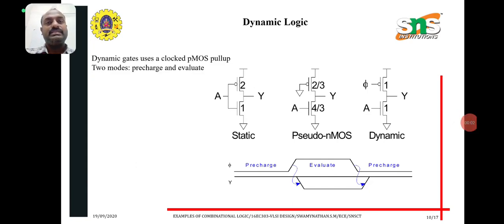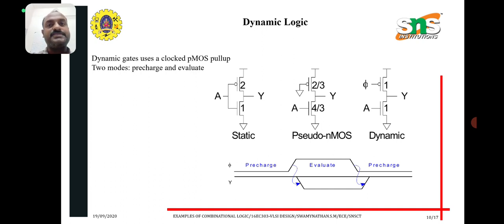Hi everyone. The second topic of this May 2023, so we'll discuss dynamic logic. First of all, we will give a brief introduction about dynamic logic. There are two types of logic: one is static logic, another one is dynamic logic. Static means that it is fixed. We cannot change the output based on the inputs. So that is fixed. Dynamic means we can change during the runtime, that is, output getting time. So that is dynamic. So first here we are using the static, pseudo NMOS and dynamic.